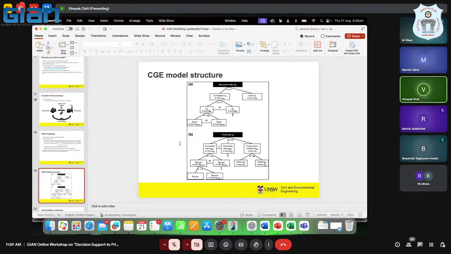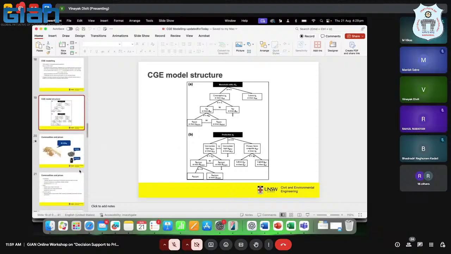So if you go back to our discussions yesterday around economic impact assessment, what the CGE model tries to do is provide a systematic methodology for characterizing wider economic benefits. Okay. So what is the structure of this?